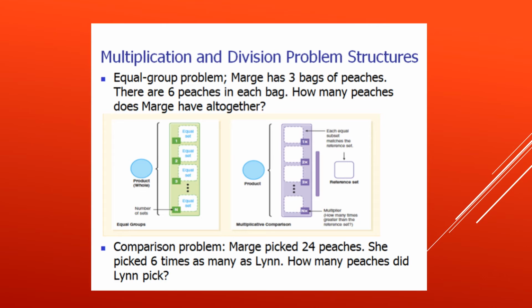Now a comparison problem could be something like this. Marge picked 24 peaches. She picked 6 times as many as Lynn. How many peaches did Lynn pick? And again, we're looking for that particular piece that is unknown. In this case, it is a partial that's unknown. We know that 6 times 4 is 24, but the children do not. So we know that we're looking actually for a factor there.